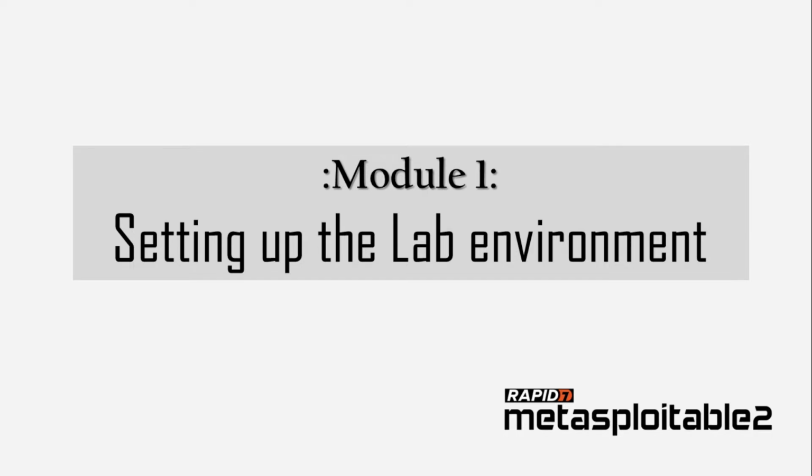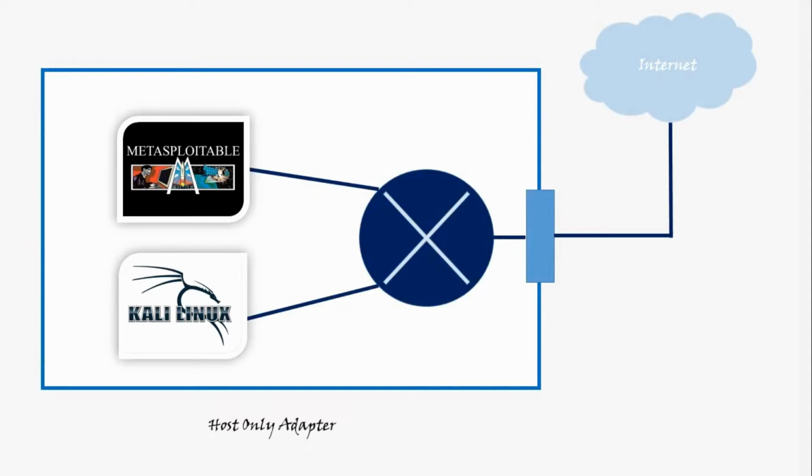Module 1. Setting up the lab environment. Welcome to the first step in your hacking journey. In this section, we will set up your lab environment. In particular, we will set up 2 virtual machines. One is the Metasploitable virtual machine, the machine that you will hack, and the second one is the Kali Linux virtual machine, the machine that contains the hacking tools. Since it is illegal to hack machines that you don't own, we need to set up a virtual networking environment that we can hack.